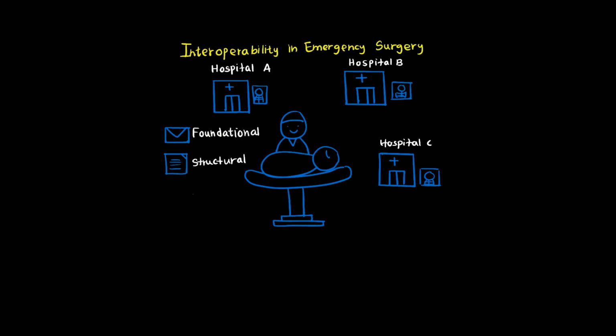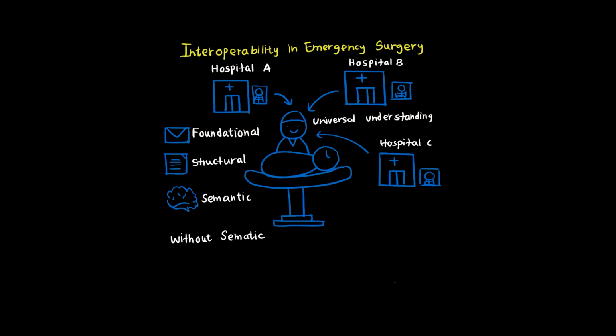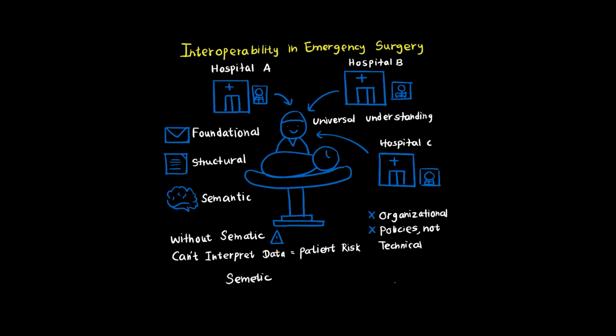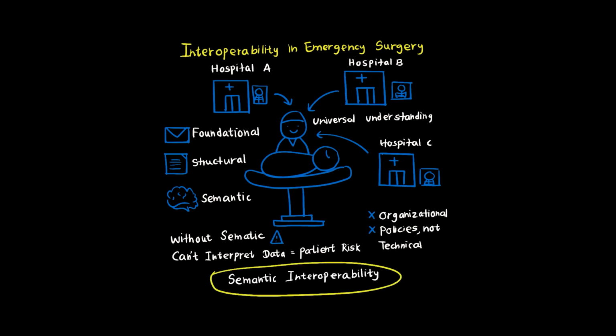But semantic interoperability, that ensures the receiving system can actually understand and use the imaging data meaningfully. It's like having a universal translator that preserves medical meaning across different systems. Without semantic interoperability, the surgeon might receive the data but couldn't interpret it correctly for critical decisions. Organizational interoperability is about policies and governance, not the technical ability to share and understand clinical data during surgery.